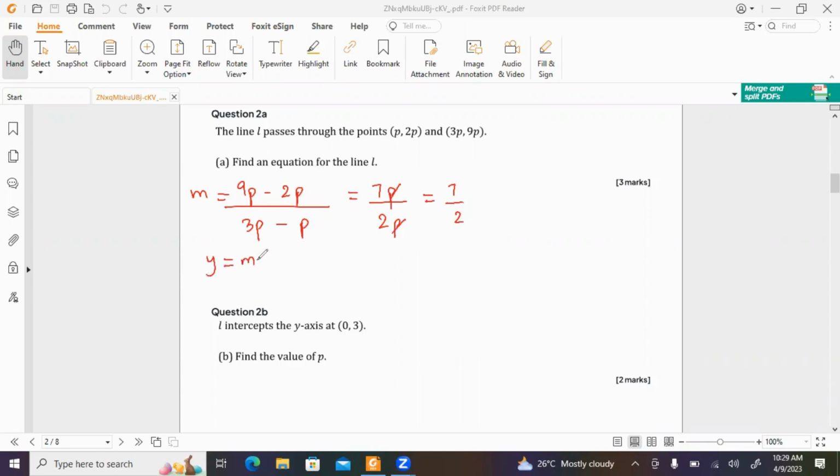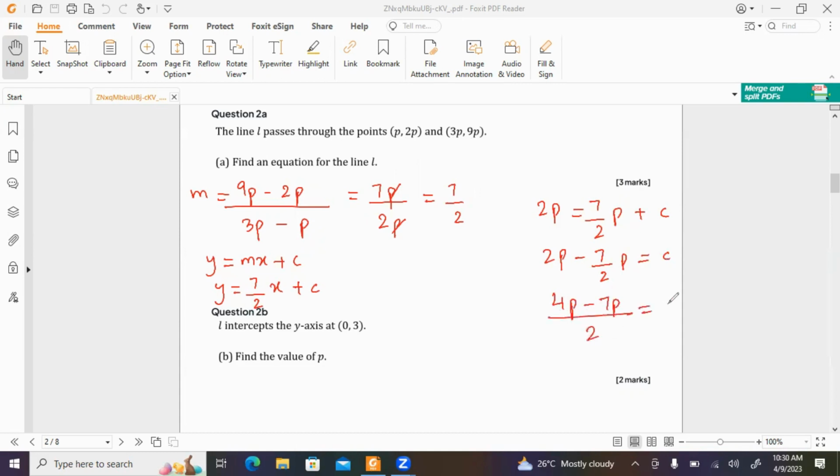y equals mx plus c. y equals 7 by 2 x plus c. We can substitute either of the points. I'm going to choose the first one because it's going to be easy to solve. I'll just go for the easy point. So 3p equals 7 by 2 times 2p plus c. 3p minus 7p equals c. 4p minus 7p over 2, negative 3p over 2 equals c.